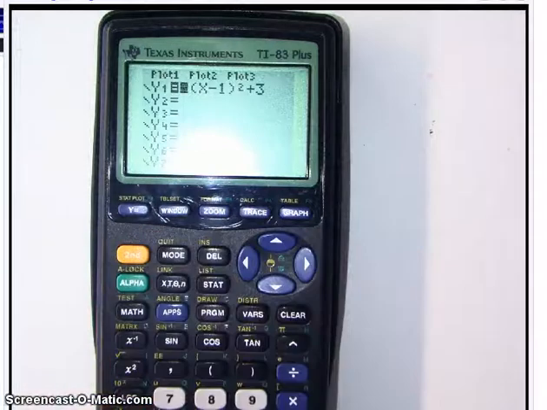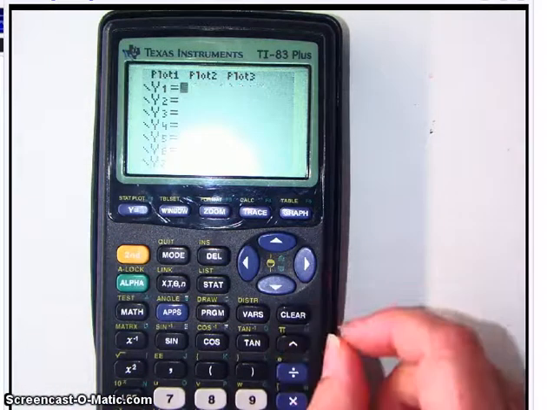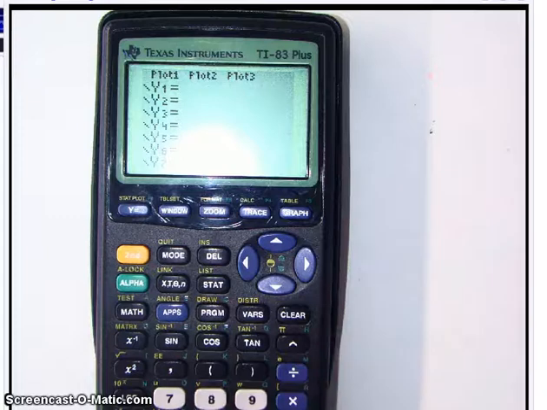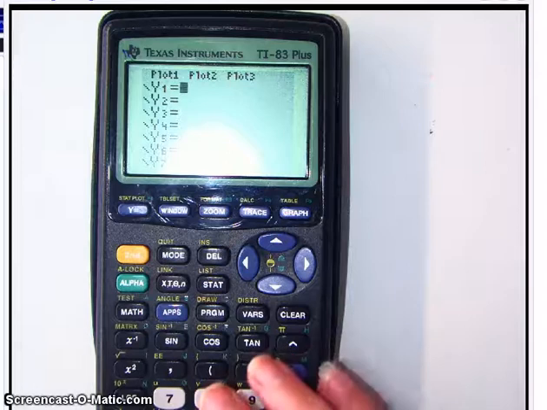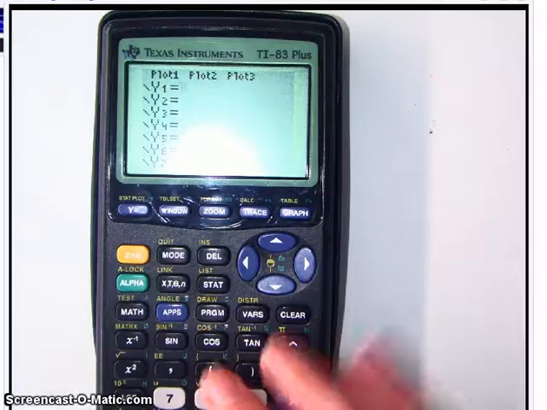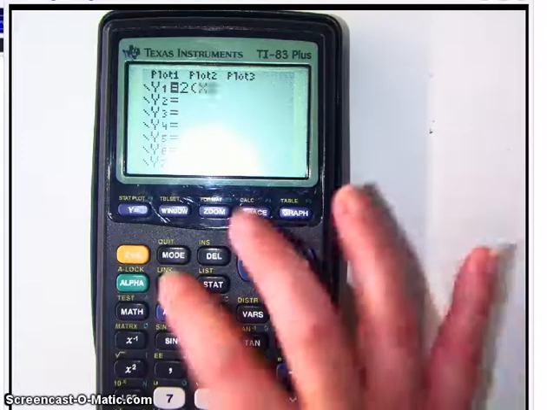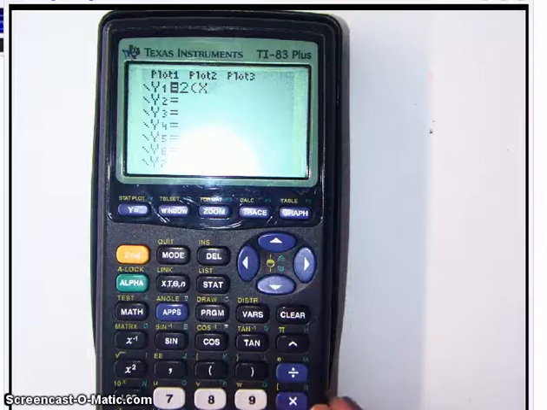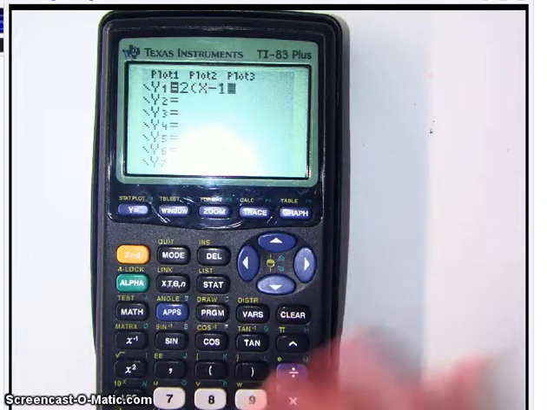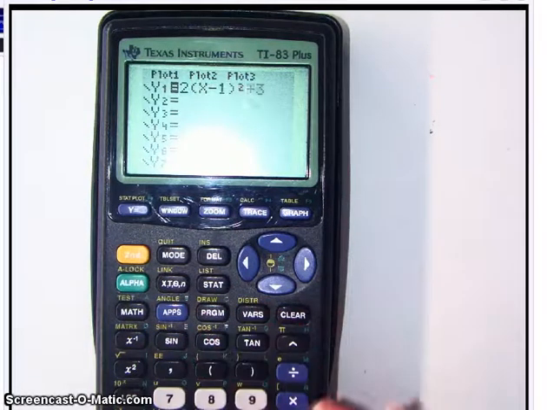So going to y equals, I'm going to put in this equation. You're going to put it in exactly as you see it. You don't have to do any algebraic manipulation. So I have 2 times (x minus 1), close parentheses, squared, plus 3.